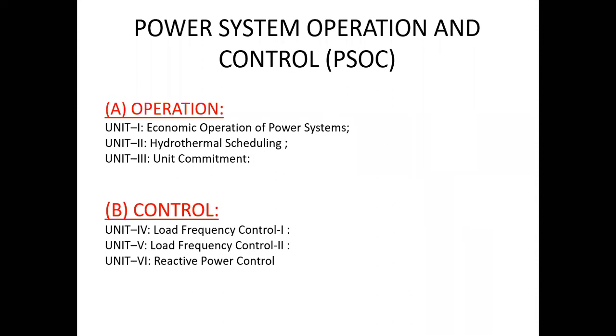Coming to the first 3 units, the objective is how to minimize the generation cost. Once we are able to minimize the generation cost, it will reflect on the load side or demand side also. To meet this requirement, how we can operate thermal plants along with hydro plants, we are going to learn in these first 3 units.